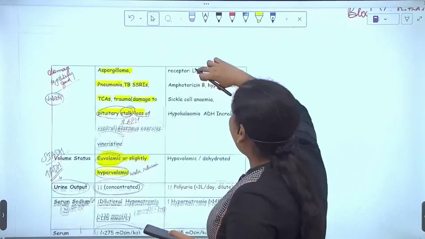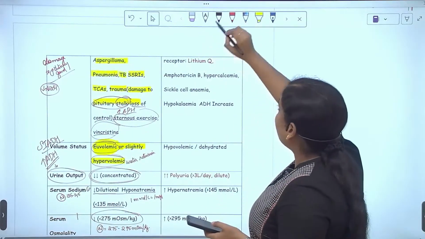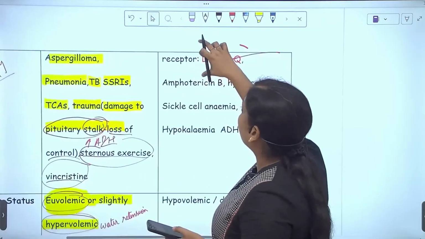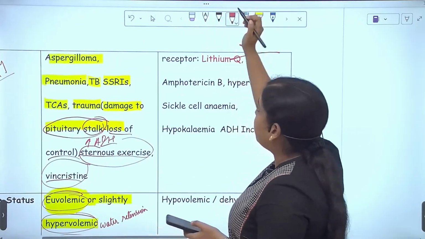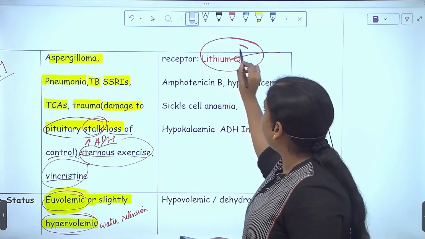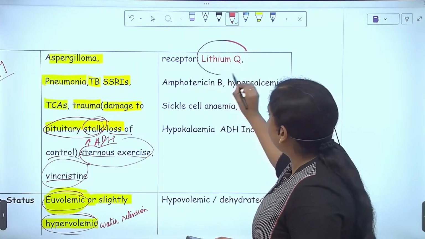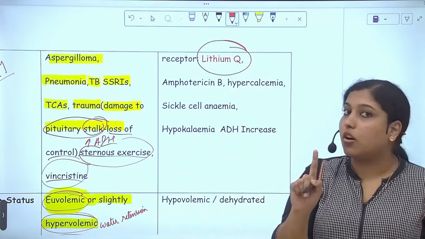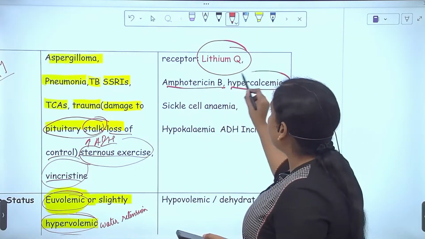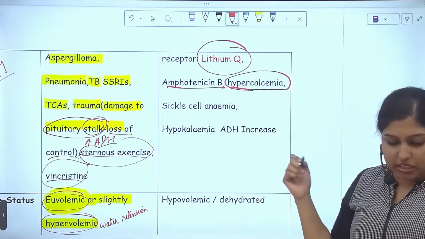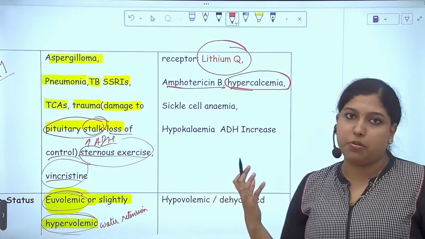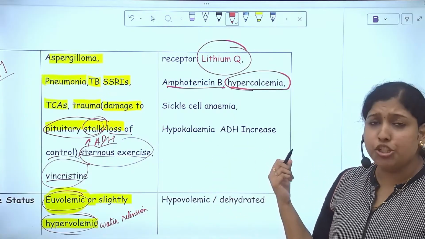Next, what are the other reasons? The important MCQ point you have to remember is, lithium is one of the causes of nephrogenic diabetes insipidus, not central. So lithium you definitely have to remember. It is one of the important drugs causing nephrogenic diabetes insipidus. Amphotericin B is another drug, and hypercalcemia. An increased concentration of calcium can also precede nephrogenic diabetes insipidus, causing damage in the kidney.